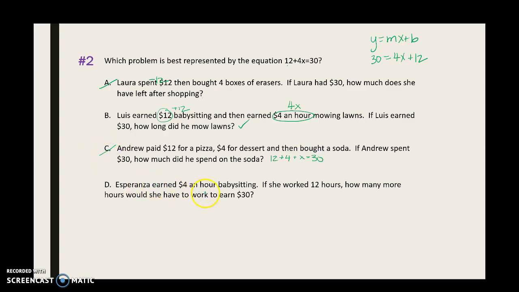All right, Esperanza earned $4 an hour babysitting, so $4 an hour says 4x. That's on the right track. She worked 12 hours. How many more hours would she have to work to earn $30? So she earned 4 an hour and she worked 12 hours. So I would be plugging the 12 in to multiply times 4. So that's not our situation either. So it looks like we have a winner.